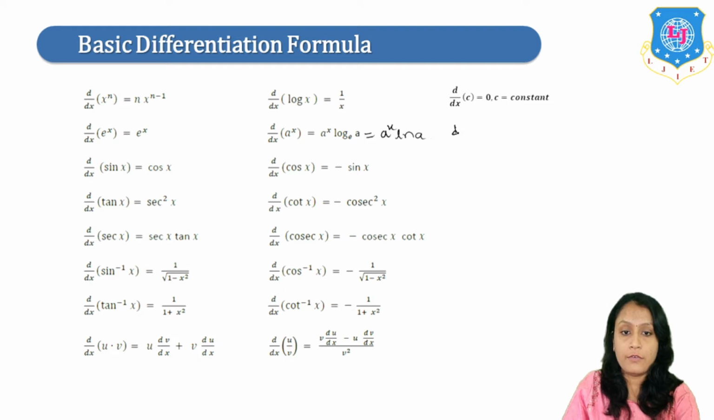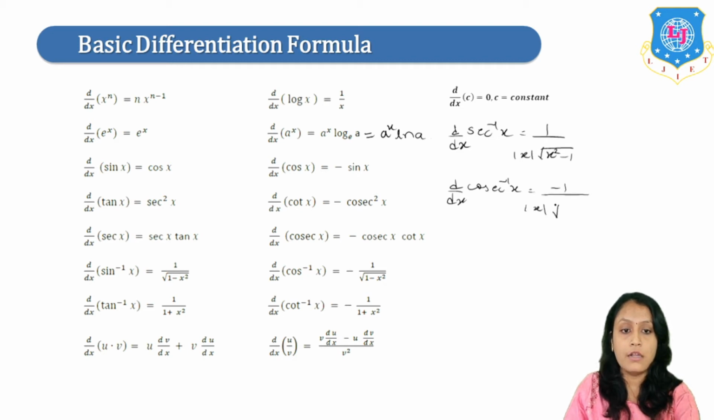Okay, now we have a few more formulas, that is d by dx of sec inverse x is 1 upon mod x under root x square minus 1. Okay, and d by dx of cosec inverse x is minus 1 upon mod x under root x square minus 1. Okay, now multiplication rule.